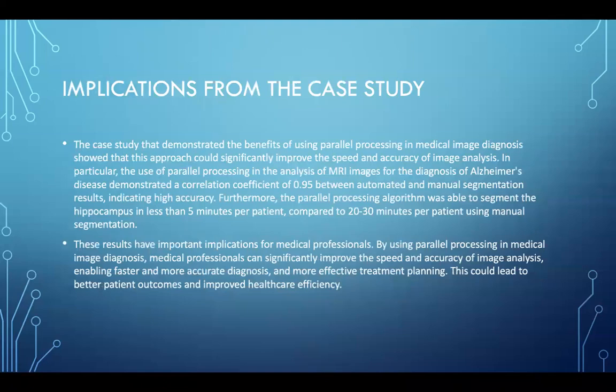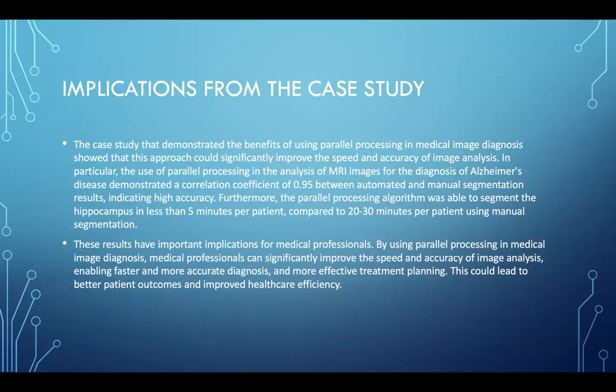Implications from this case study. The case study that demonstrated the benefits of using parallel processing in medical image diagnosis showed that this approach could significantly improve the speed and accuracy of image analysis. In particular, the use of parallel processing in the analysis of MRI images for the diagnosis of Alzheimer's disease demonstrated a correlation coefficient of 0.95 between automated and manual segmentation results, indicating high accuracy.